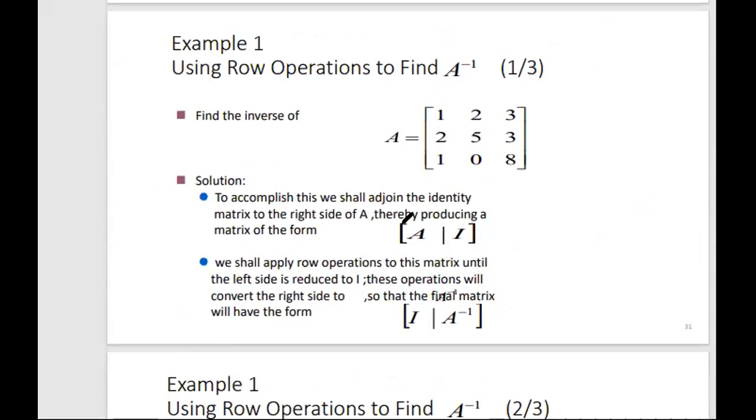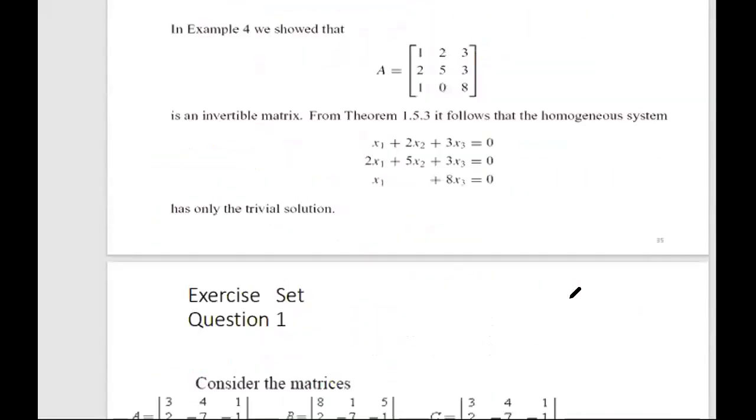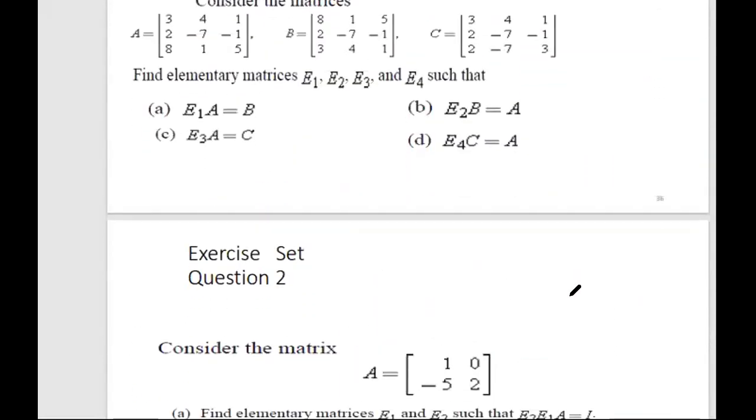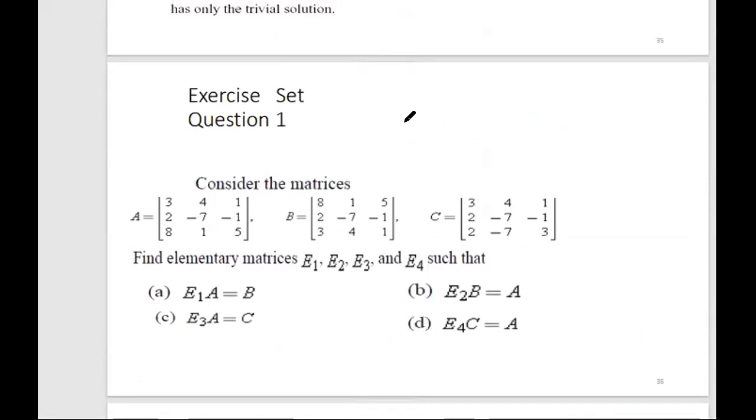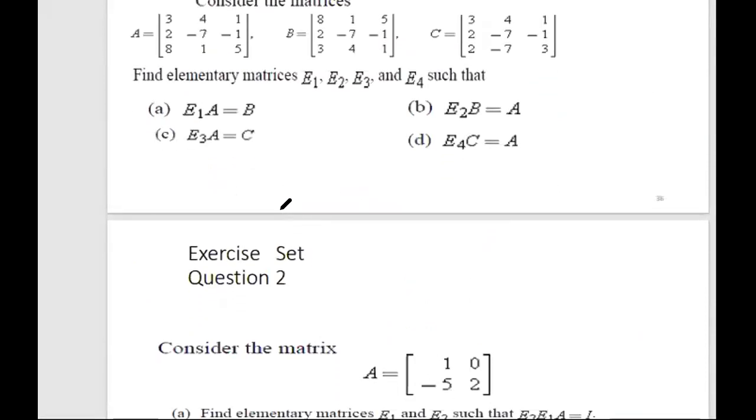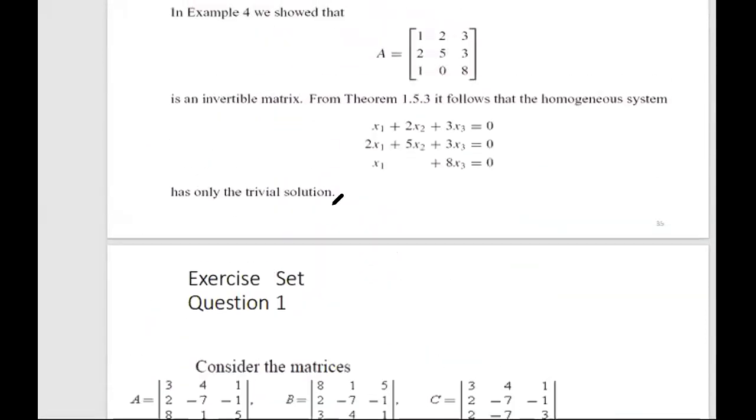This is the thing. So A, you want to reduce A to identity matrix, then this becomes your inverse. All right. I hope this makes sense, right? So do these exercises. Do these exercises.